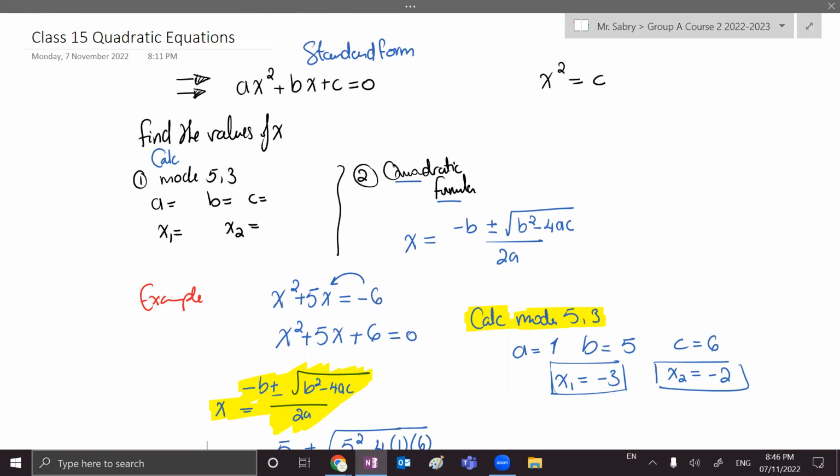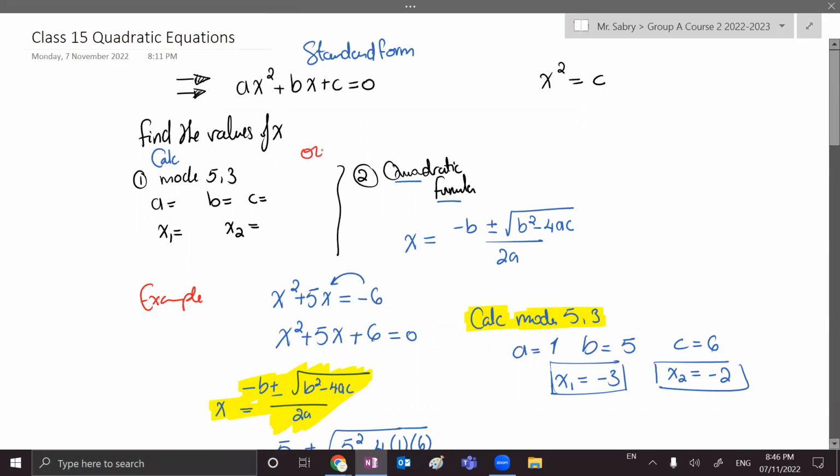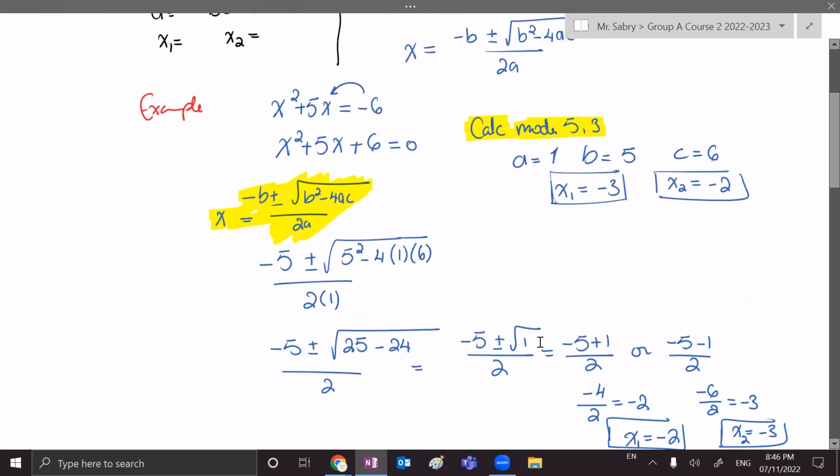Do we write b plus the square root of b to the power of 2 and so on, instead of using mode 5-3? Yes, it's either or, it depends on the situation. It's either the calculator mode 5-3 or the quadratic formula. Both cases give me the exact same values, the x values, the solutions of the equation.